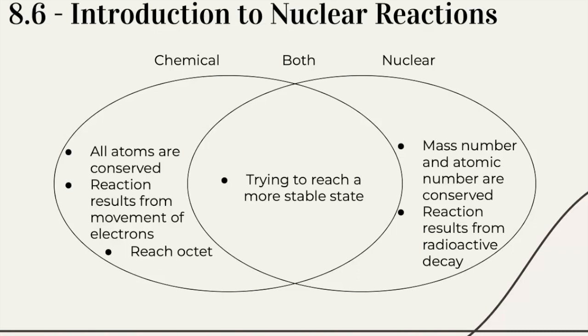And the driving force in nuclear and chemical reactions are the same, to reach a more stable state, but the way they approach reaching a more stable state is different. So in chemical reactions, they try to reach octet, while in nuclear reactions, an unstable nuclei will react to achieve a more stable state by emitting radiation. So you're going from a high energy state, which is unstable, to a low energy state.